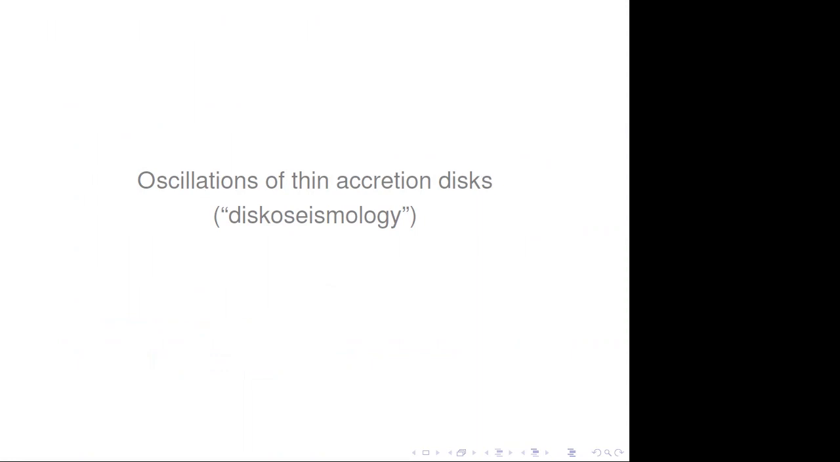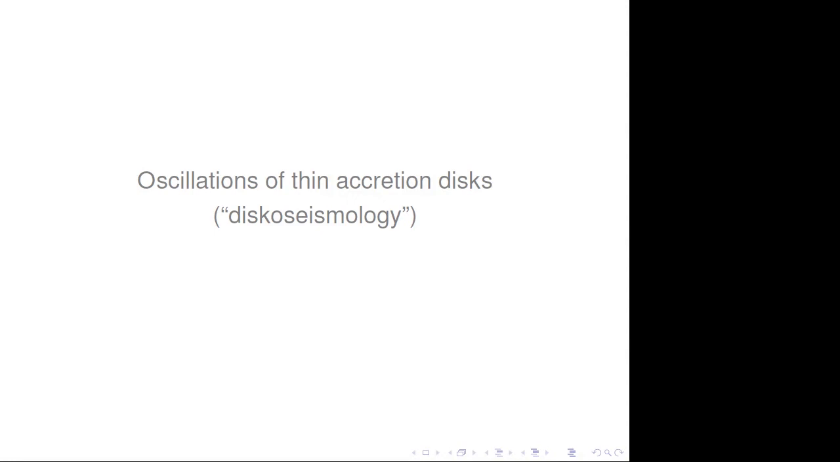At the beginning I was talking about some blob which is moving around. The other idea is, okay, maybe these QPOs are somehow connected with some collective phenomenon, right? I was talking about this accretion disk, so maybe these oscillations somehow correspond to the oscillations of the flow itself, like a global oscillation, right? Some waves in this disk and so on, some oscillation modes. And this is what I will be talking about now. This is called diskoseismology.